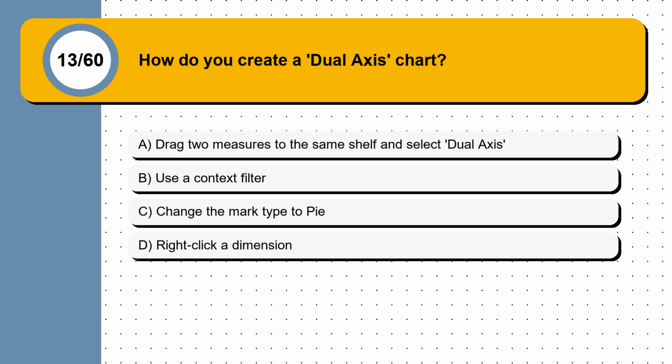Question 13. How do you create a dual-axis chart? Option A, drag two measures to the same shelf and select dual axis. Option B, use a context filter. Option C, change the mark type to pie. Option D, right-click a dimension.